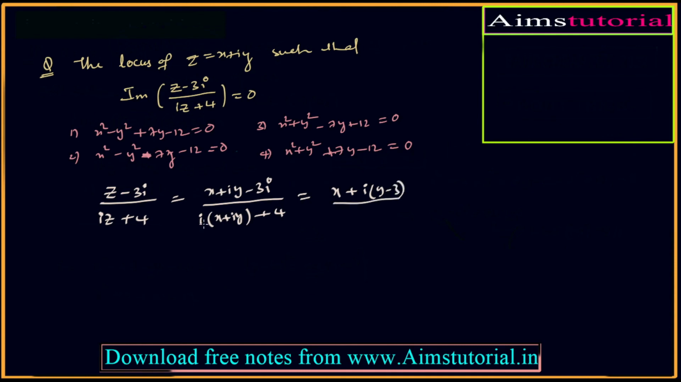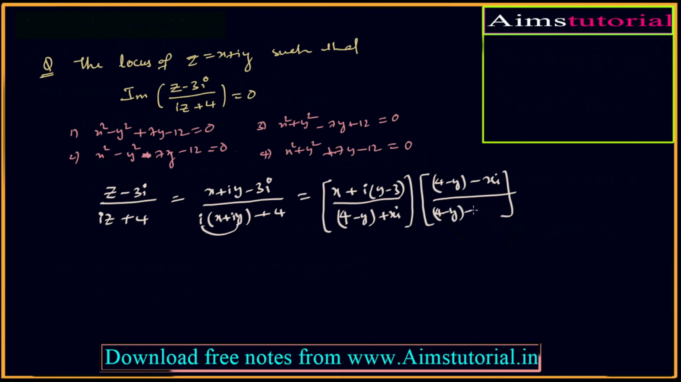In the denominator, i into i is i square. So x into i is xi, and i into iy is i square y, which is minus y. So this we can write as 4 minus y plus xi. Now rationalizing the denominator, multiply and divide with the conjugate of the denominator, that is 4 minus y minus xi.